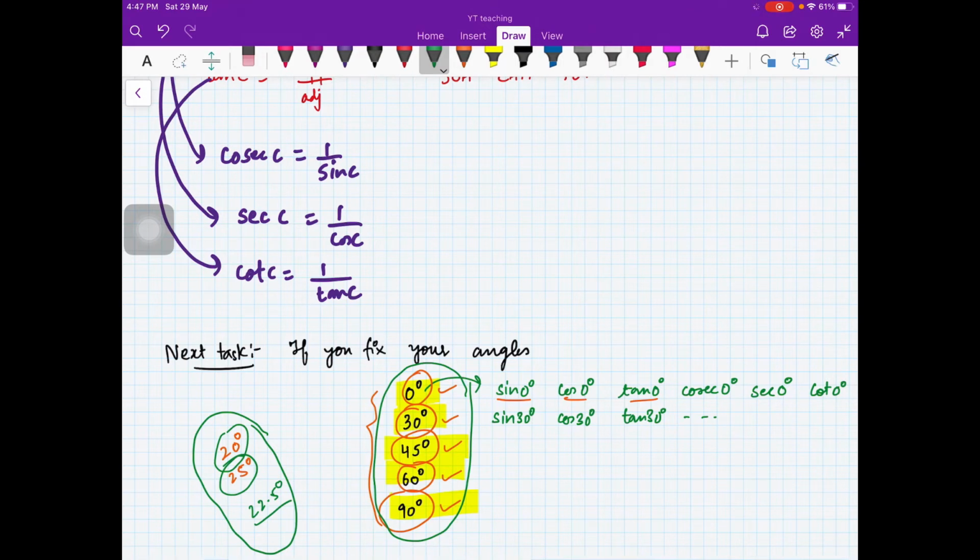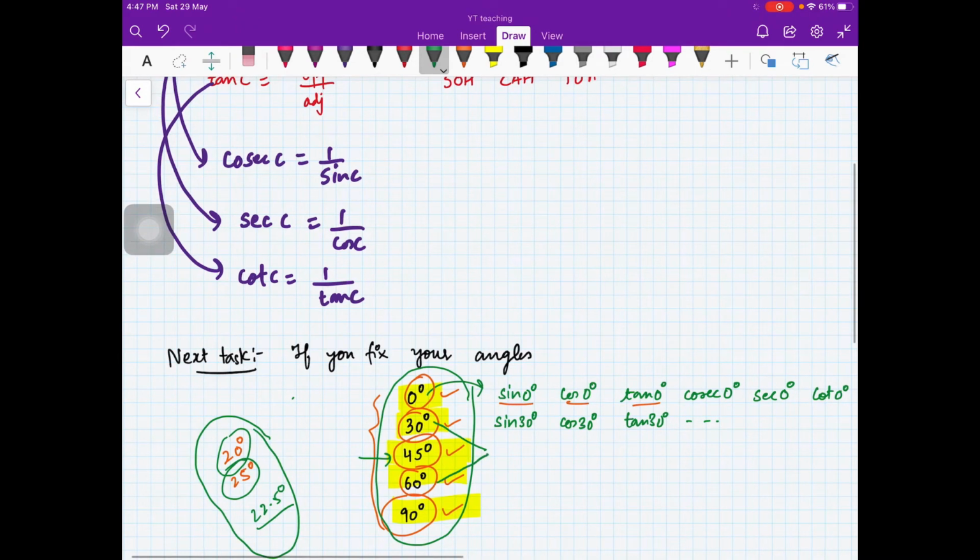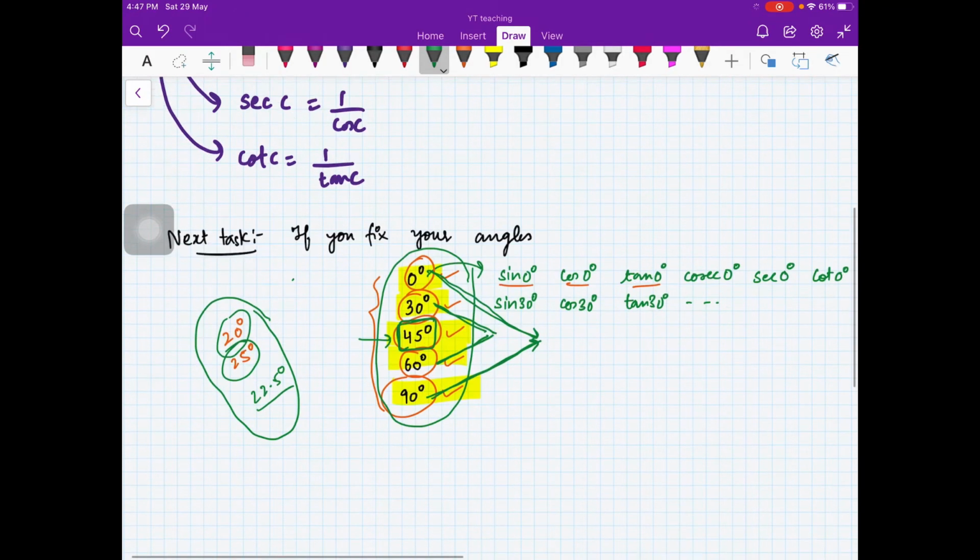Okay students, in this video I'll be continuing with 45 degree, and then in the next video we'll be doing 30 degree and 60 degree together, and in the video after that we'll be doing 0 degree and 90 degree together. So these are the next two videos I am telling you. Right now we are doing 45 degree. So let us find out how we can do it for 45 degree.